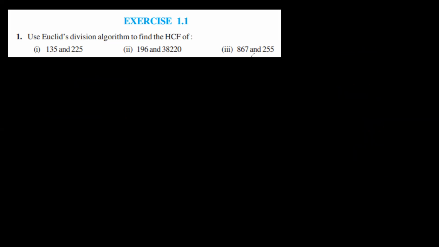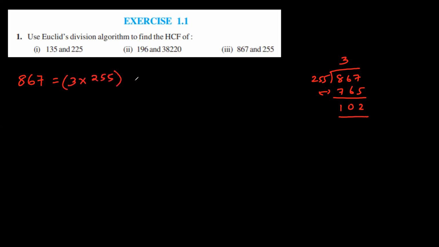867 and 255. Obviously, we have the greatest number 867. And when we divide it by 255, 3 times is 765. When we subtract it, we get 102. Quotient is 3, divisor is 255, and remainder is 102. We are not getting remainder as 0. So R not equal to 0.